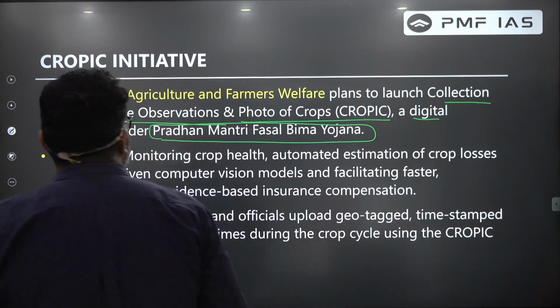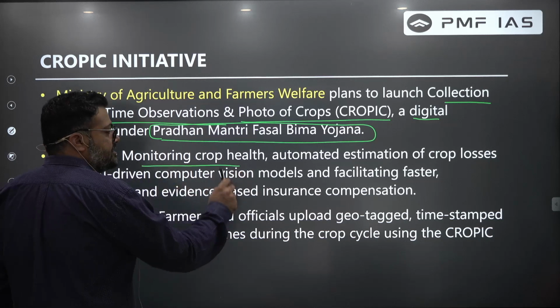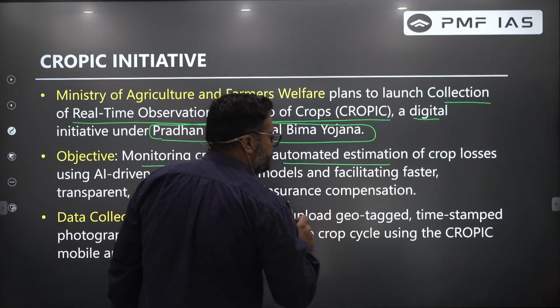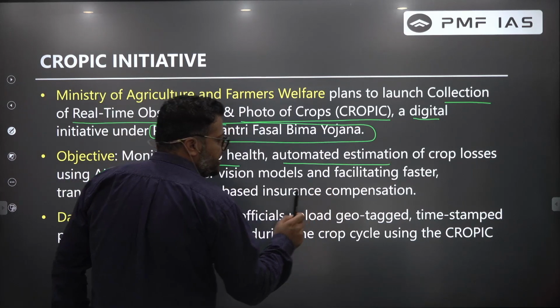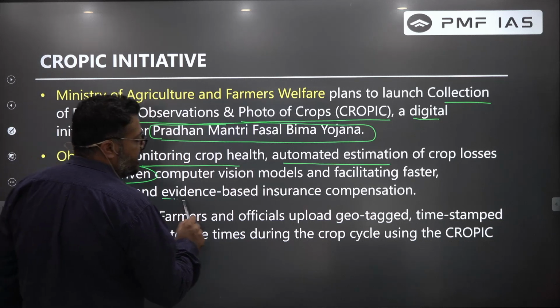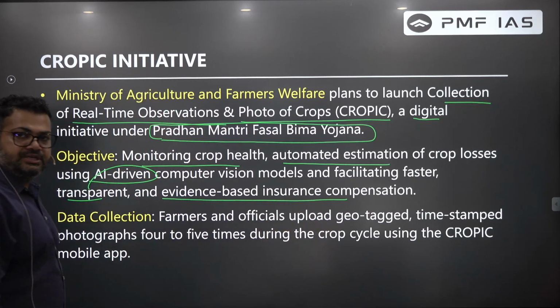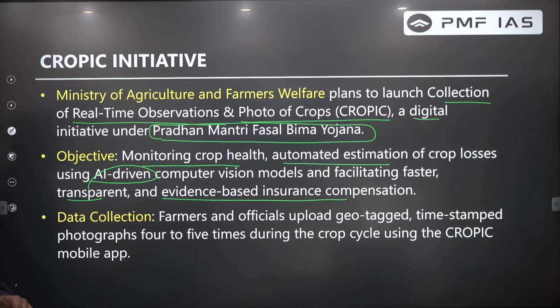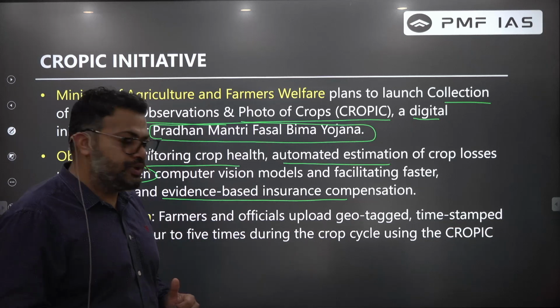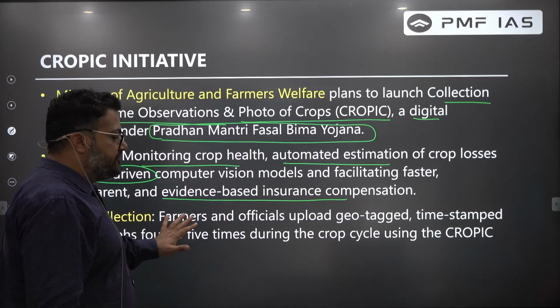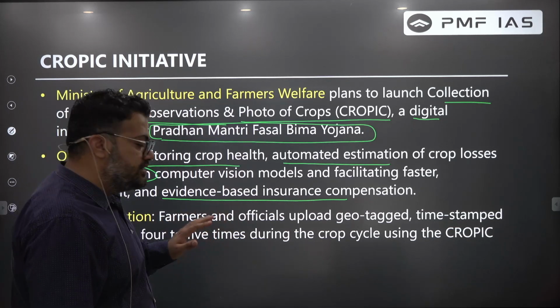The objective here is to monitor crop health, automate estimation of crop losses in the country using AI driven computer vision models, and facilitate faster, transparent and evidence based insurance compensation. That's primarily the objective. So you can understand, again, this is using some kind of AI driven and geotagging based initiatives. That's why this can also be related to science as well. It is already a part of economy. I hope you understand. So data collection is the first thing under CROPIC.